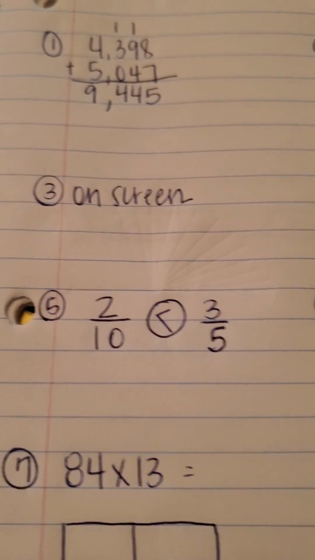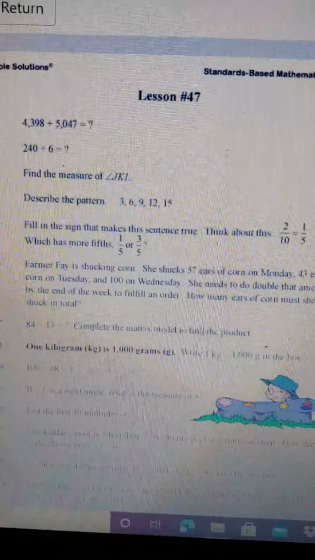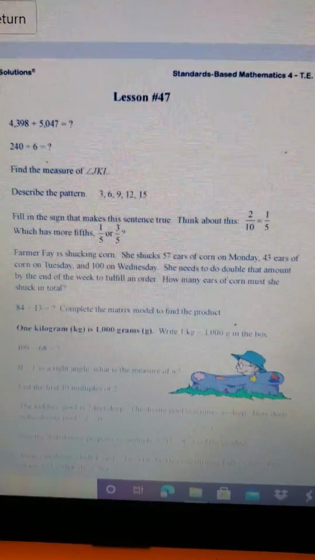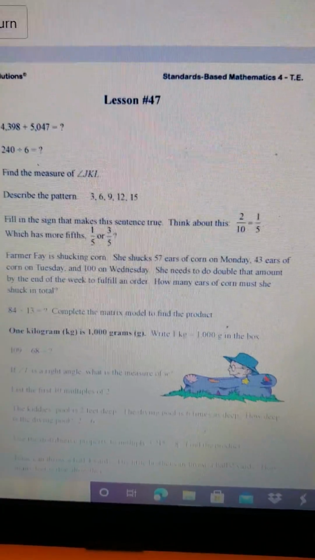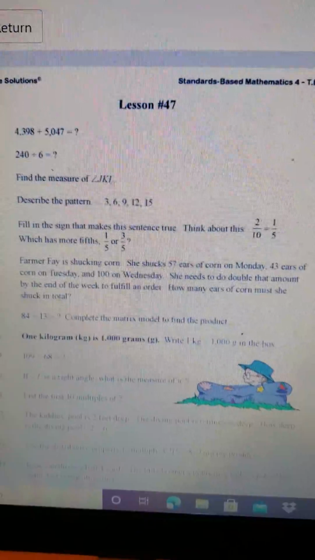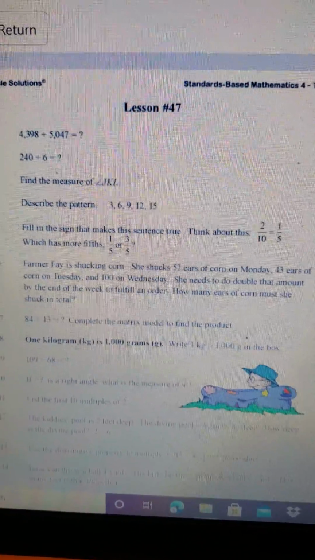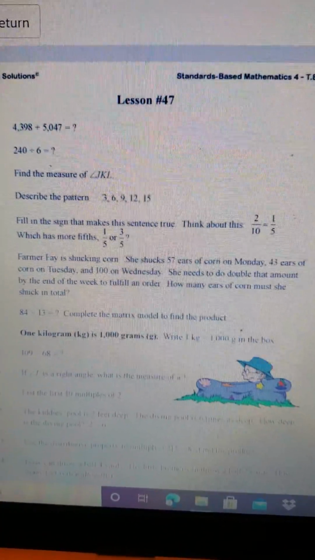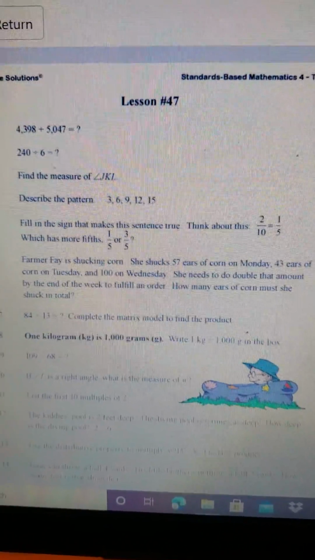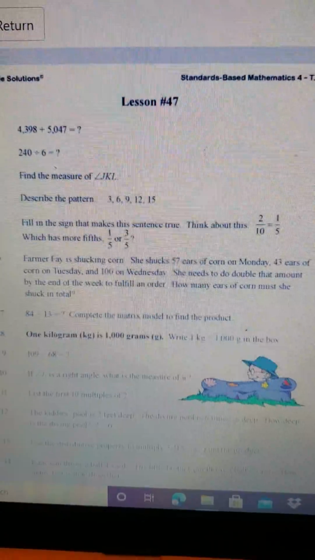Number 6 says, Farmer Faye is shucking corn. She shucks 57 ears of corn on Monday, 43 on Tuesday, and 100 on Wednesday. She needs to double that amount by the end of the week to fulfill an order. How many ears of corn must she shuck in total?